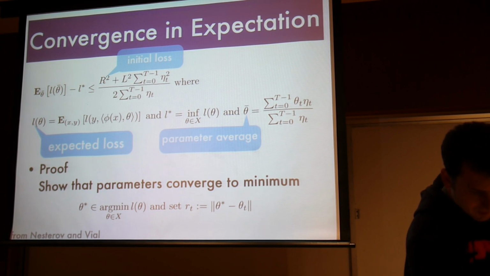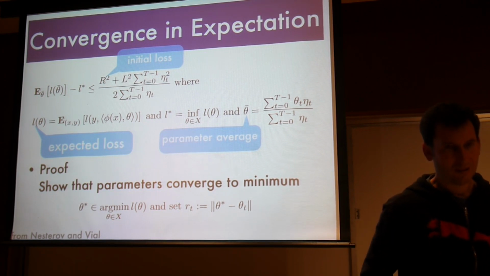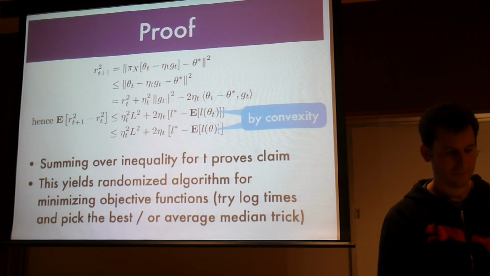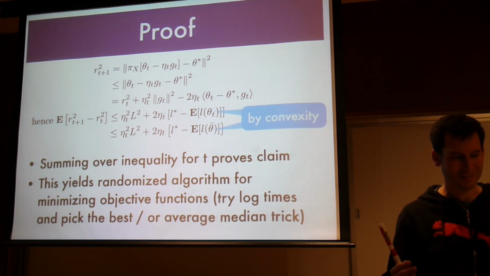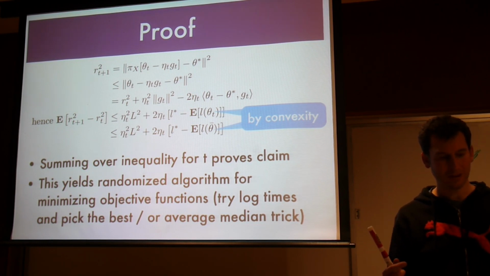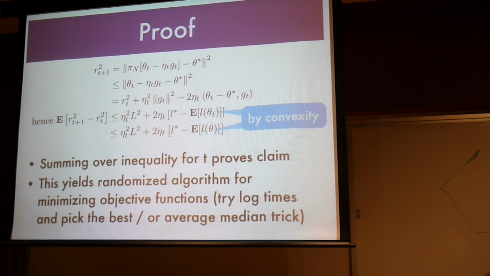I'm going to define R_t to be the distance between one of those minimizers, theta star, and theta t. So R_{t+1} is going to be the distance between theta star and theta t minus the update, which I'm going to project. And I know that theta t was within my set, within that set X, and this is less than or equal to the unprojected version. Because this was a minimum distance projection, I know that if this is theta t+1, and maybe here's theta t, after projection, this can only get closer, because it's a convex set.